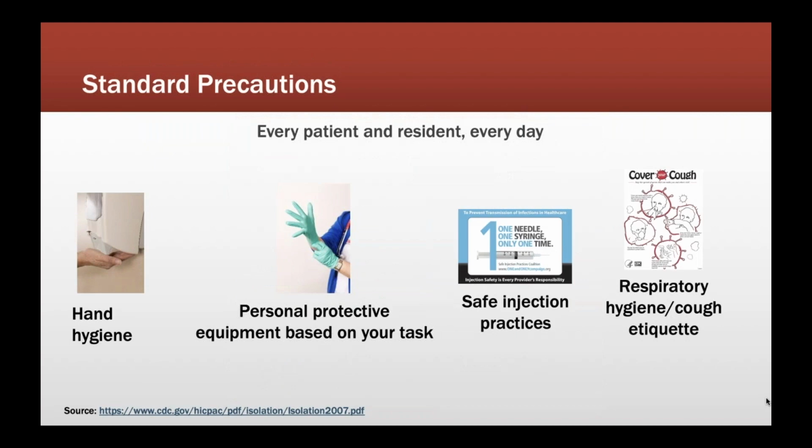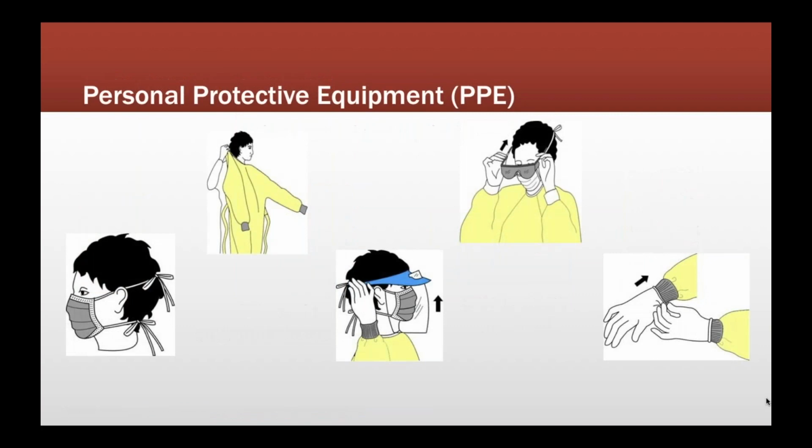So what are standard precautions? Well, these are essentially interventions identified by the CDC that we should do for every single patient every single time. This starts with hand hygiene, the appropriate use of personal protective equipment, the application of safe injection practices, so one needle for one patient, one time, and discarding of other single-use items, and especially this time of year, practicing respiratory hygiene and cough etiquette.